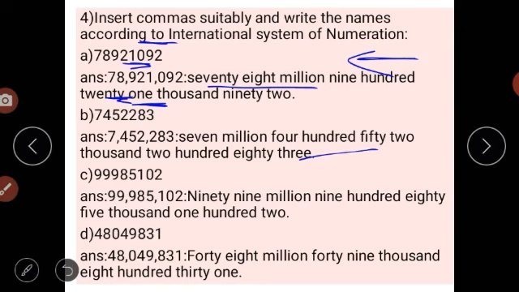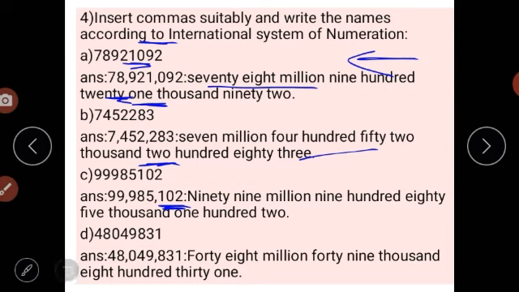Next we have, what is the next number? 9985102. Here also we will start counting from the right side. So what are the 3 numbers here? 102. So we will place a comma here. Next, what 3 digits do we have? 985. So after 985 also we will place a comma here. Next, what are the digits remaining there? 9 and 9. So we will write 9 and 9 as it is. So here also we have 2 commas, one for representing thousands and one for representing millions. So what does our number become? 99,985,102. Okay.